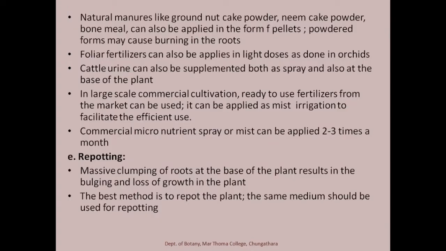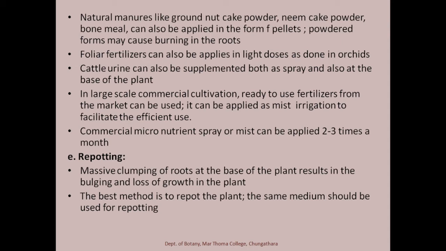Natural manures can also be used for cultivating anthurium, like groundnut cake powder, neem cake powder, bone meal, etc. Normally, these are best applied in the form of pellets because the powdered form may cause heavy damage due to the heavy dose it provides. So, it is better to provide them as pellets.